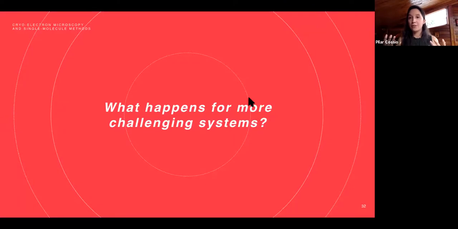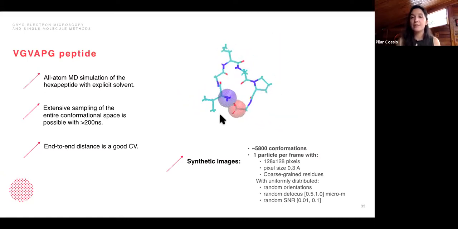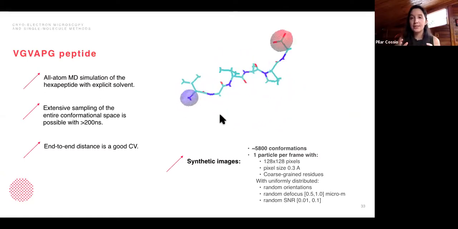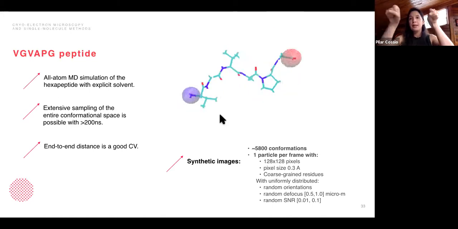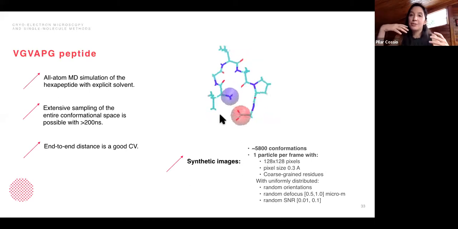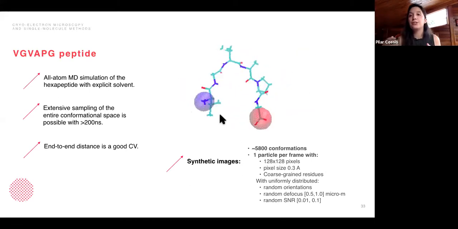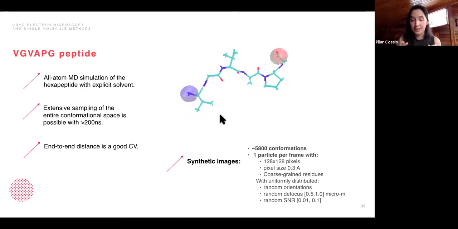Okay, so what happens for more challenging systems? We tested the method over many synthetic systems, but here I'm just going to show you one example. This is molecular dynamics simulations of a hexapeptide in explicit solvent, oppositely charged at its extremes. So it has two preferable conformations, either the closed conformation or the open conformation. And the nice thing is that we don't need extremely large supercomputers to have a full convergence of the conformational space of the peptide.